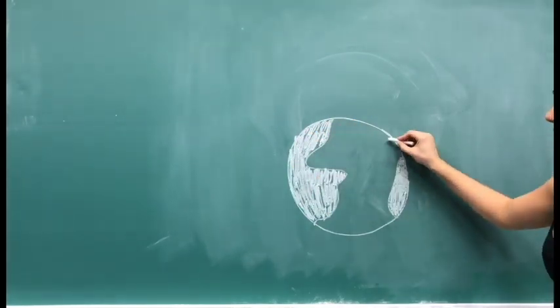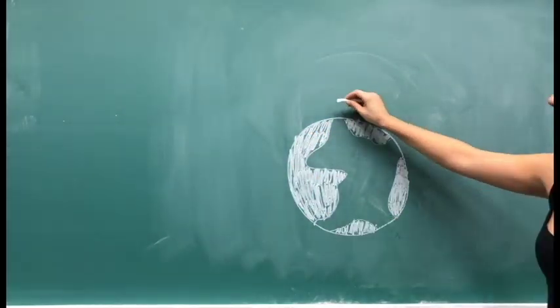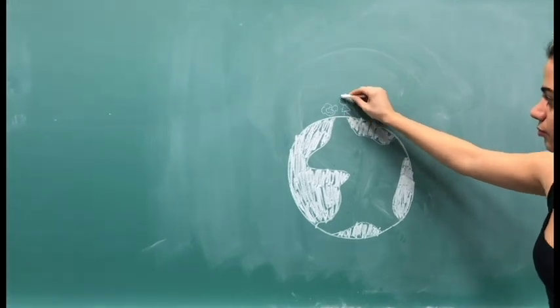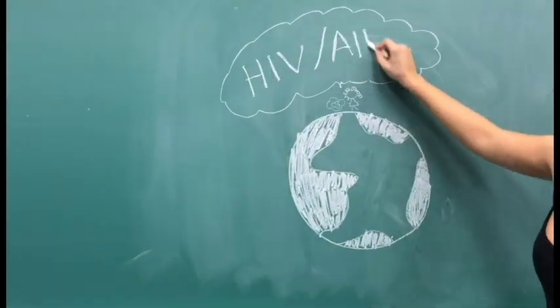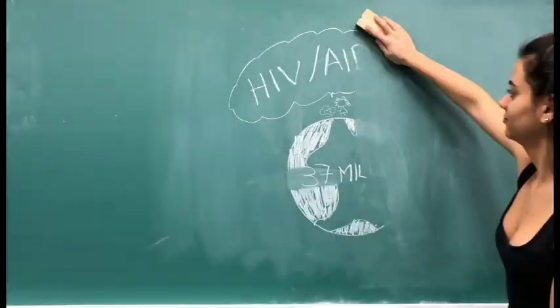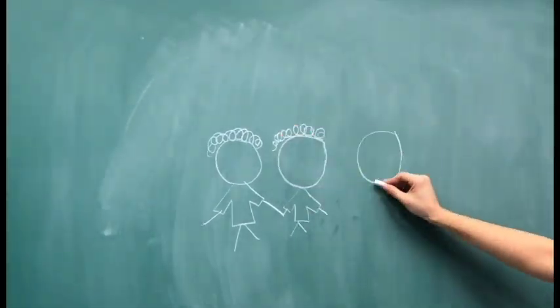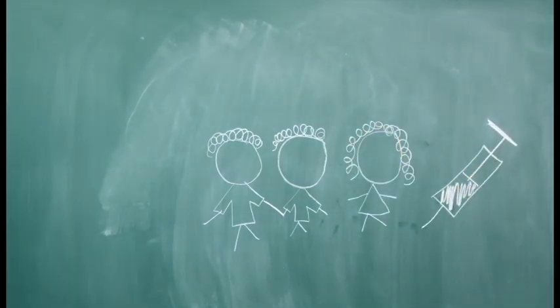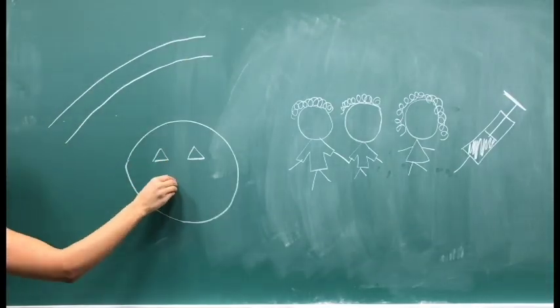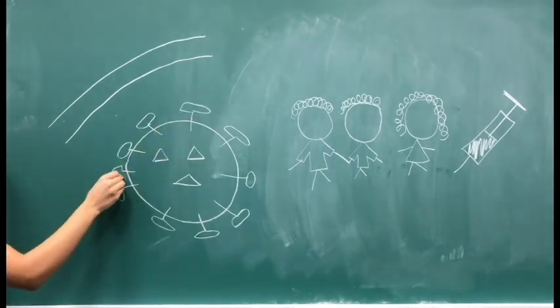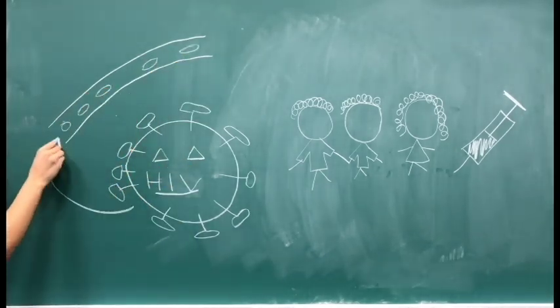Human immunodeficiency virus has infected around 37 million people around the world, with sub-Saharan Africa most affected. Populations at risk include men who have sex with men, injection drug users, and sex workers. HIV is transmitted via bodily fluids, where the virus must enter the bloodstream for infection to occur.